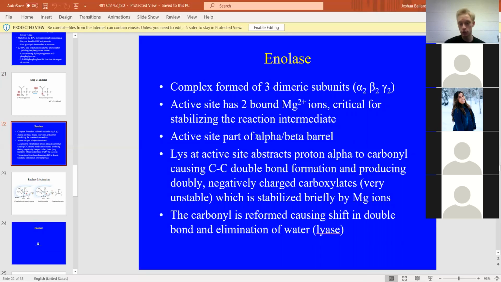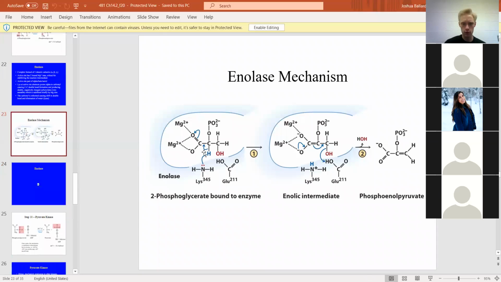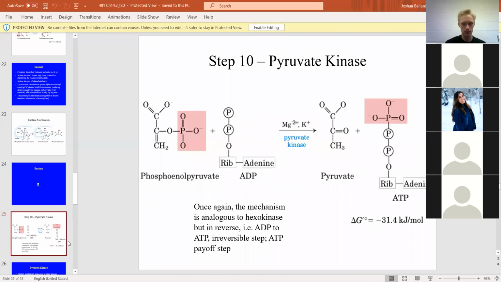Active site is also an alpha beta barrel, and this just talks about the reaction mechanism. I would know this mechanism. Just review it and determine, okay, this reaction mechanism involves a lysine and a glutamic acid. Fortunately, it's just 2 steps, so not super intense.